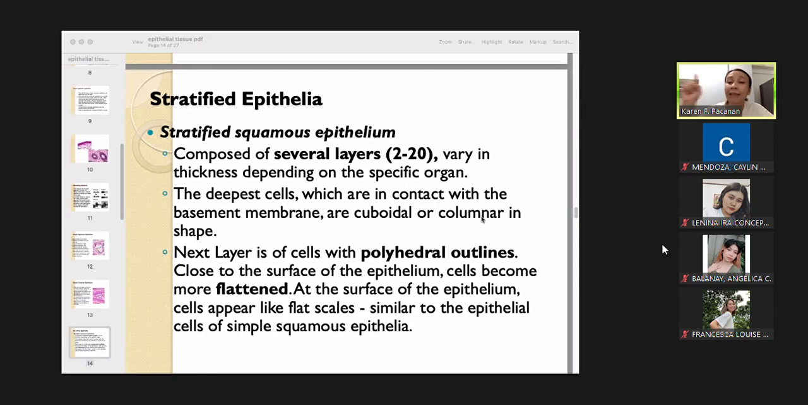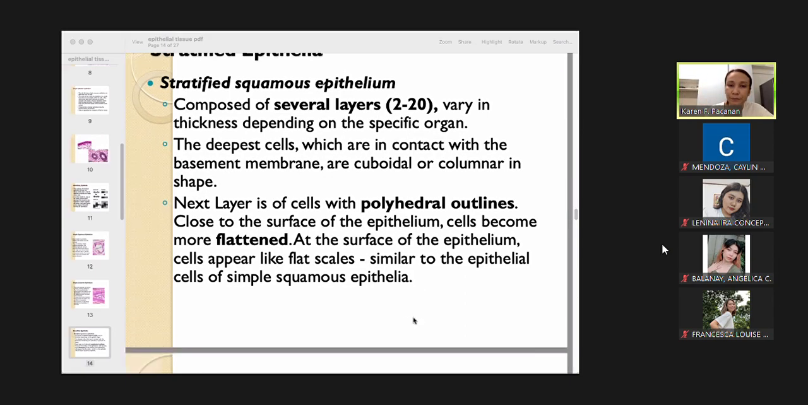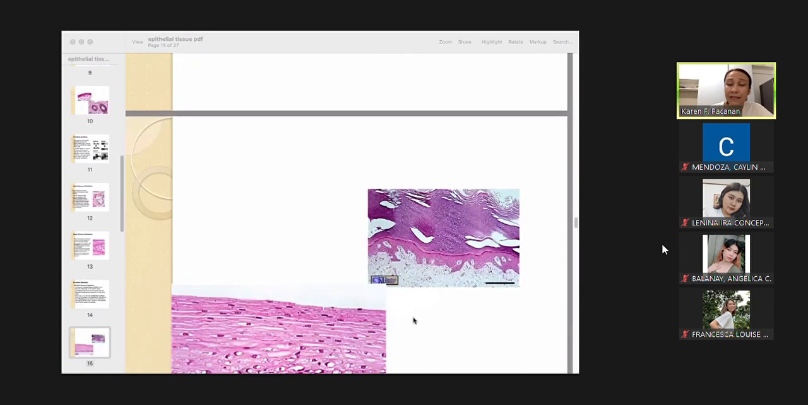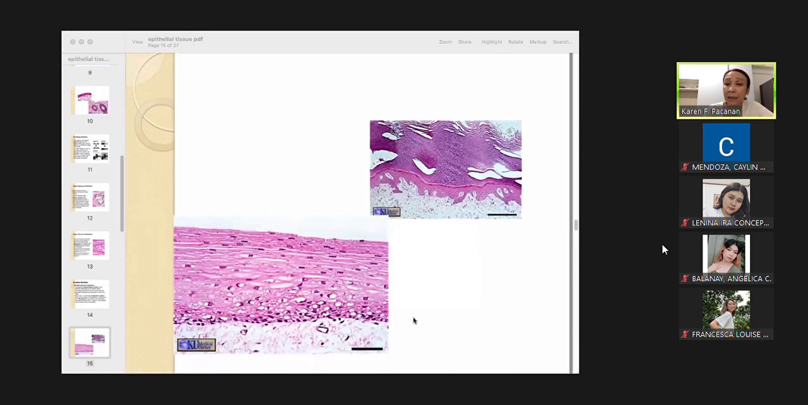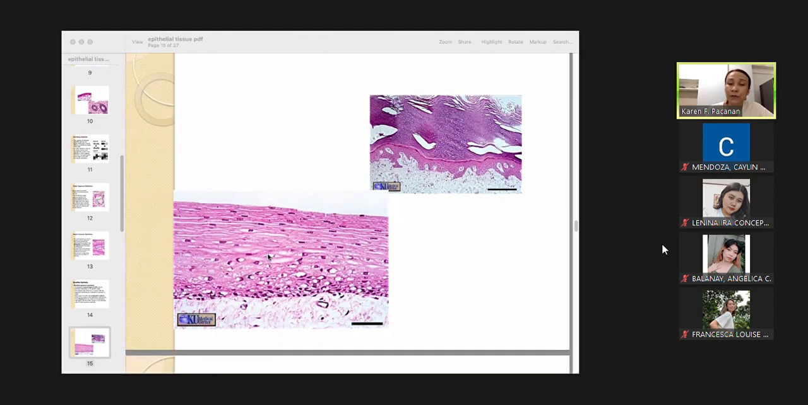Kaya makikita natin sa surface are squamous cells. But still, if it is stratified squamous, we must subclassify if it is keratinized stratified squamous or non-keratinized stratified squamous. For the keratinized stratified squamous, the one that we used yesterday was the slide of the skin, the epidermis of the skin, wherein the surface layer of cells are completely covered with keratin filaments.